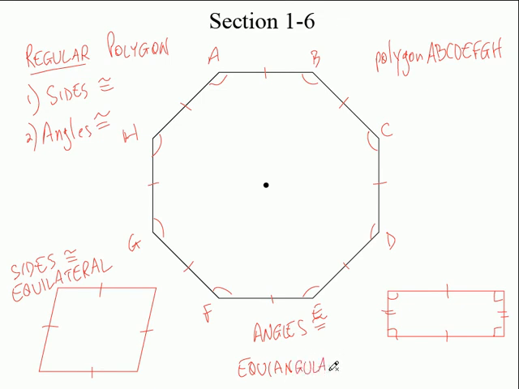So equilateral, all the sides, oops, that was supposed to be an underline, not a cross out, okay? Equilateral means all the sides are equal. Equiangular means all the angles are equal. If both things are true, then it's a what? Regular. A regular polygon. All right, let's move on to something else.